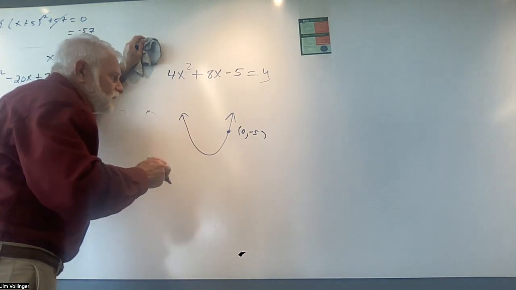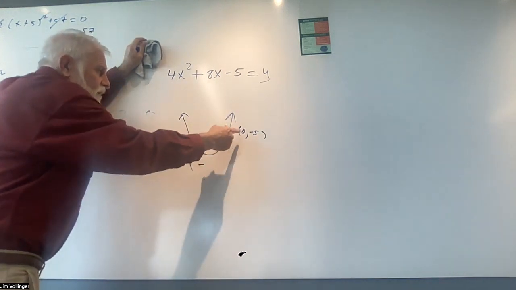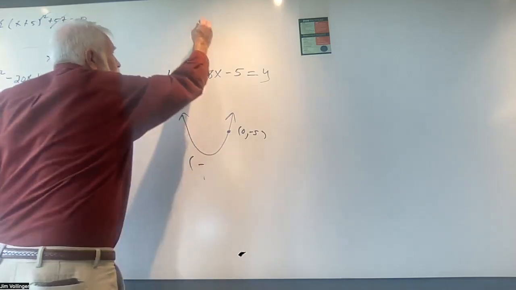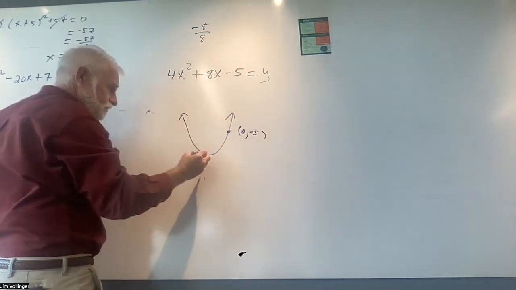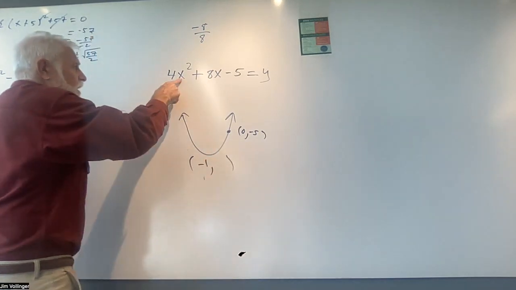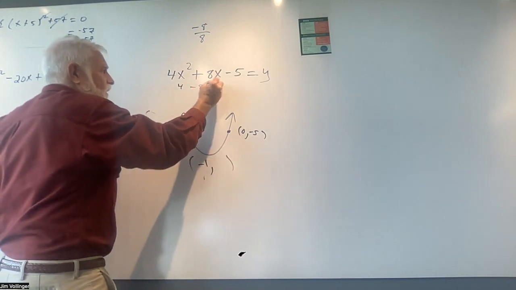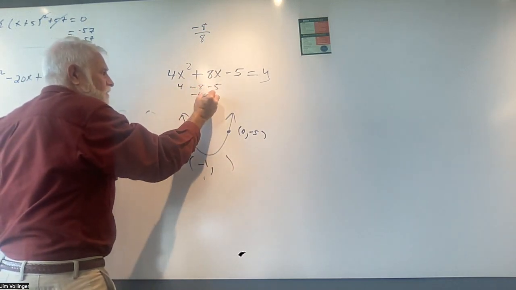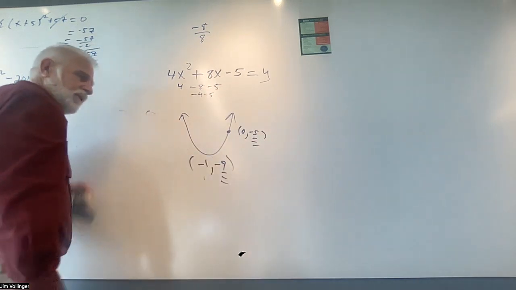Okay, I got to find minus b over 2a. I know it's negative. I already know it's negative because I'm to the left of 0, but let's find it. Minus 8 over 8, 2 times 4 is 8, negative 1. Okay, I'm working with a nice small number. Let's put it in: negative 1 squared times 4 is 4. 4 minus 8 minus 5 is negative 4 minus 5, which is negative 9. That number is less than negative 5, that's good.